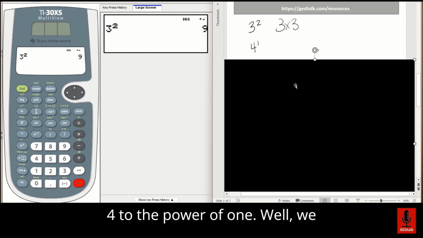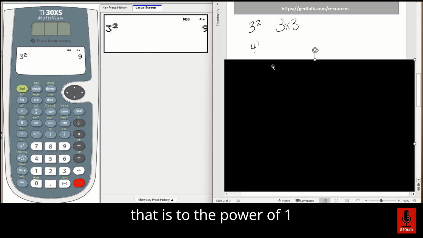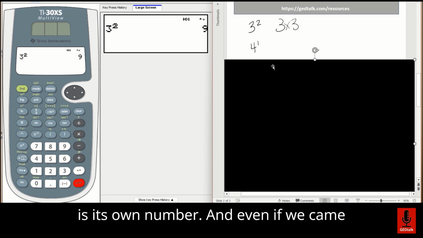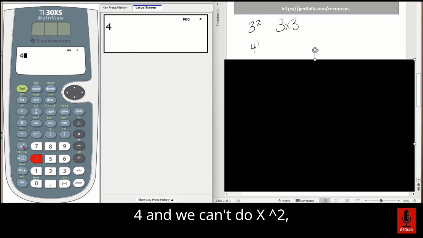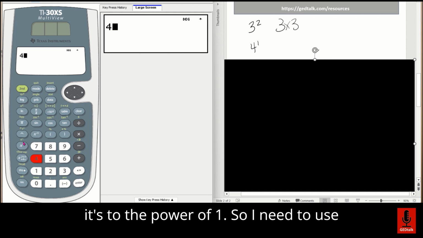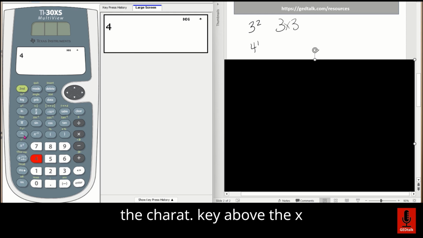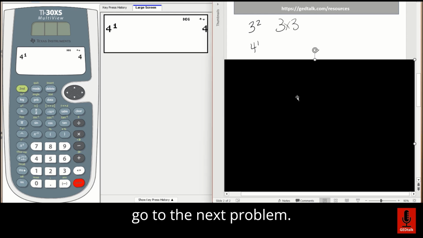Let's look at the second problem. 4 to the power of 1. Well, we read in our scenarios that any number that is to the power of 1 is its own number. And even if we came over to the calculator and we entered 4, we can't do x squared, right? Because it's not to the power of 2, it's to the power of 1. So I need to use the caret key above the x squared to enter 1. And when I hit enter, I see 4.